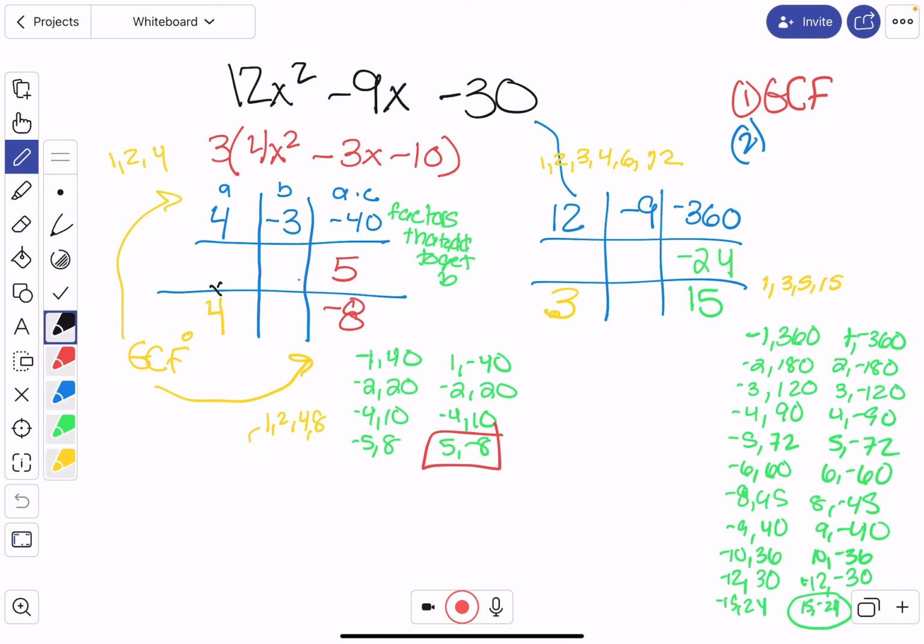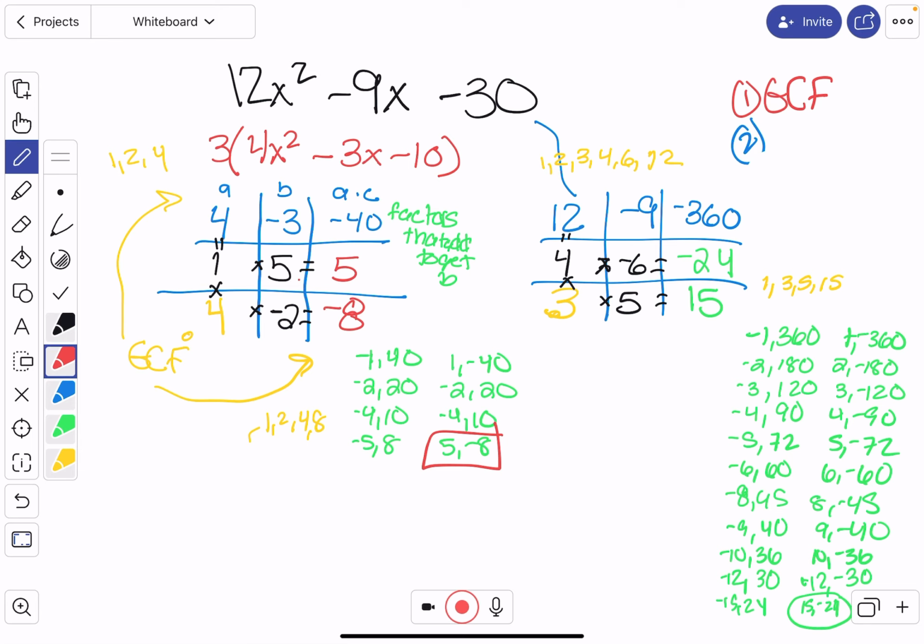Now we're going to multiply up. 4 times what equals 4? Well, 1. 3 times what equals 12? 4. And we're going to multiply across. 1 times what equals 5? Put a 5 there. 4 times what equals negative 8? We put a negative 2. If we go across, 4 times negative 6 equals negative 24. 3 times 5 equals 15.